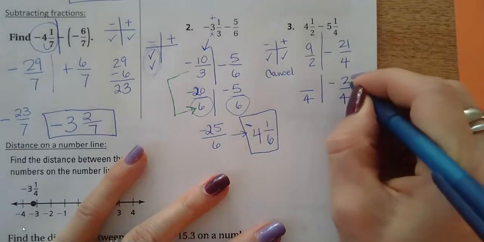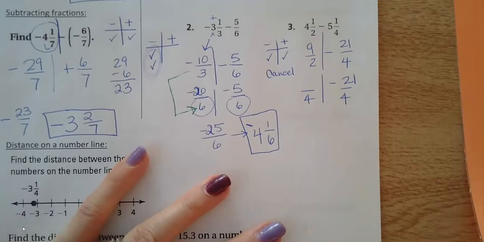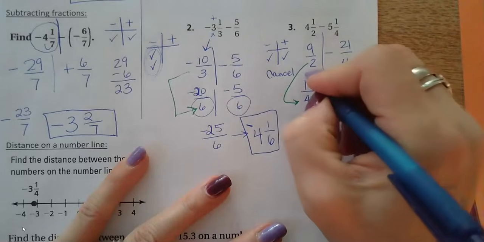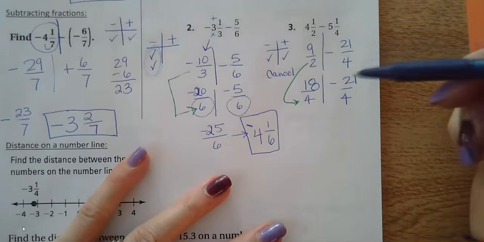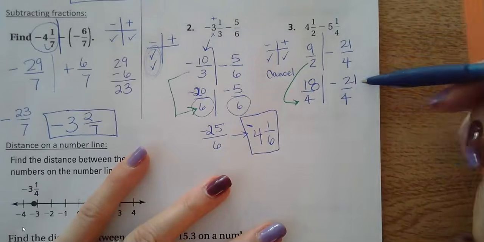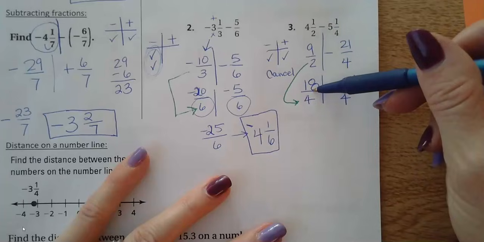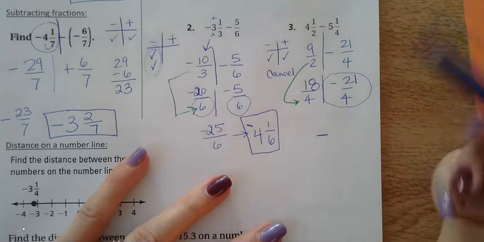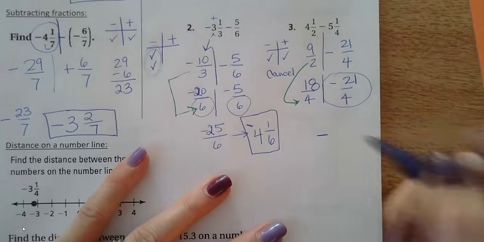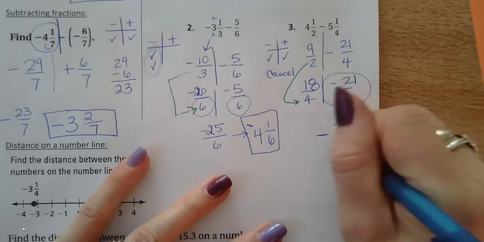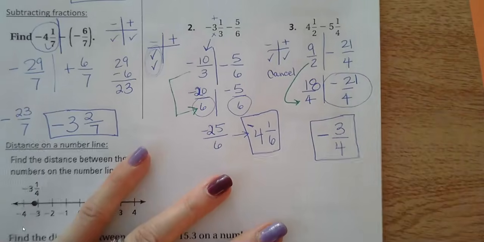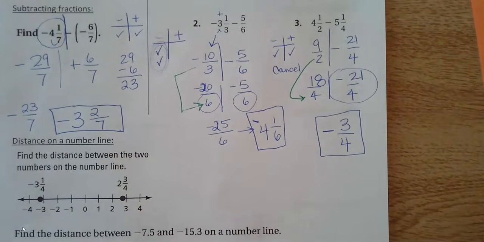So this guy is good to go. I can just leave it, negative 21 over 4. This one had to get multiplied by 2. So 9 times 2 is 18. Now I can clearly see I have more negatives than positives. 21 negatives, only 18 positives. So this one is bigger, making my answer negative. And I'm just going to do 21 minus 18. I have 3 more negatives. So 3/4. Negative 3/4. Okay?